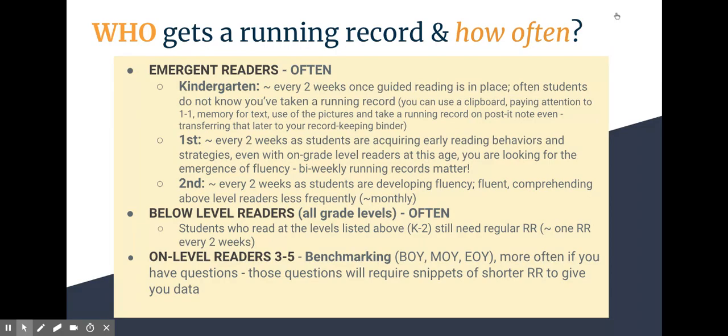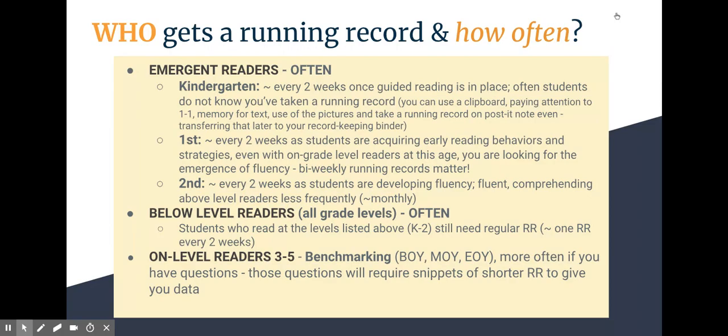You're wanting to have a conversation with them after the fact about the story. All of these strategies, the ability to think within a text, about a text, and beyond a text, are working and coordinating in first grade, and biweekly running records matter. In second grade, again, we have an incredible number of emergent readers. So every 2 weeks, students are developing fluency.